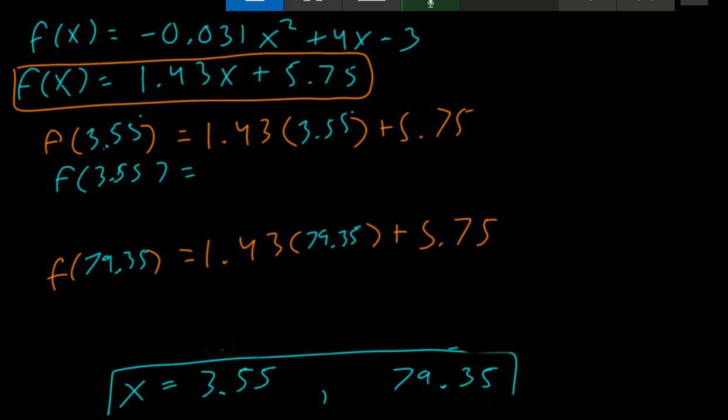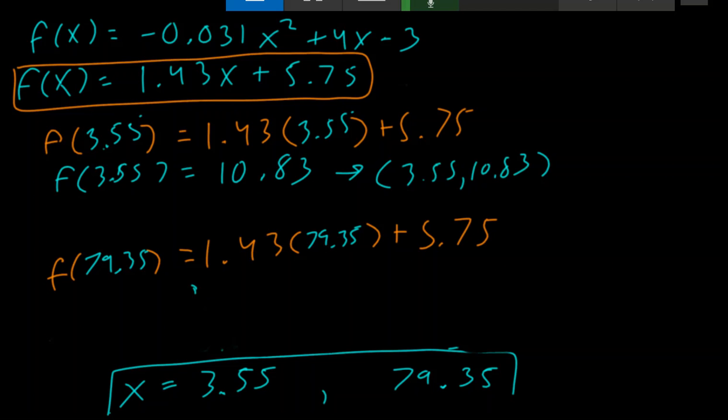3.55 equals, in this one you can do 1.43 parentheses, 3.55 close parentheses, plus 5.75. Very important you close that parentheses, and you'll get 10.83. Okay, now remember, this actually gives us the point 3.55 comma 10.83. Now down here we can do the same thing.